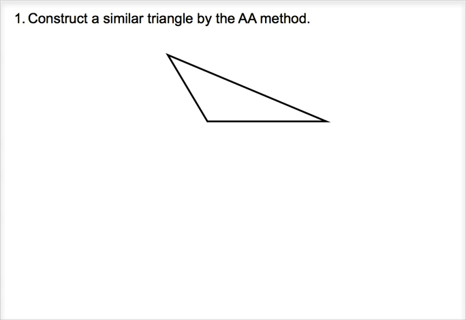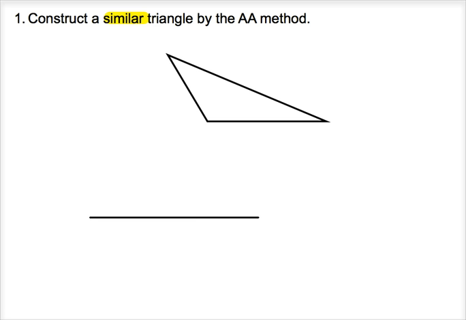Number 1 says, construct a similar triangle by the angle-angle method. And notice it just says similar. So similar means it has all the same angle measurements and that the sides are in proportion. So you could have a triangle that's larger or smaller as long as it has the same angle measures. So down below I'm going to construct a similar triangle.